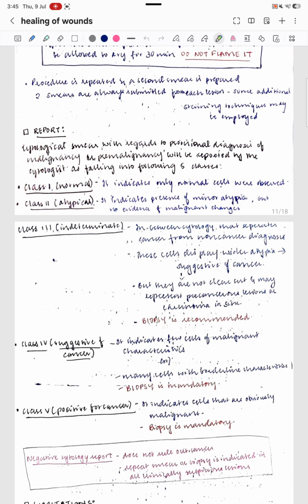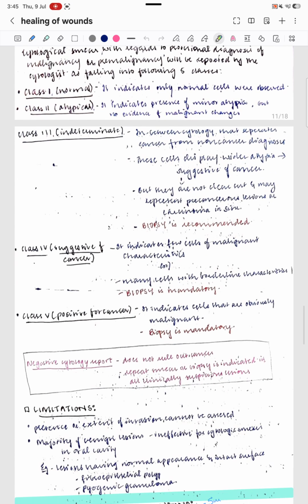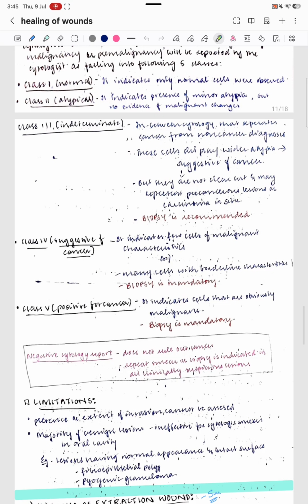Right? Now the report. Cytological smears with regard to provisional diagnosis of malignancy or pre-malignancy will be reported by a cytologist following 5 classes. So basically how the cytology has been classified. If it falls under class 1, then there are normal cells, no pre-malignancy has been noticed. Malignancy is a farther away term. Pre-malignancy is also not seen if it is class 1. Then class 2 indicates presence of minor atypia, but you cannot say that there is any pre-malignancy or malignancy.